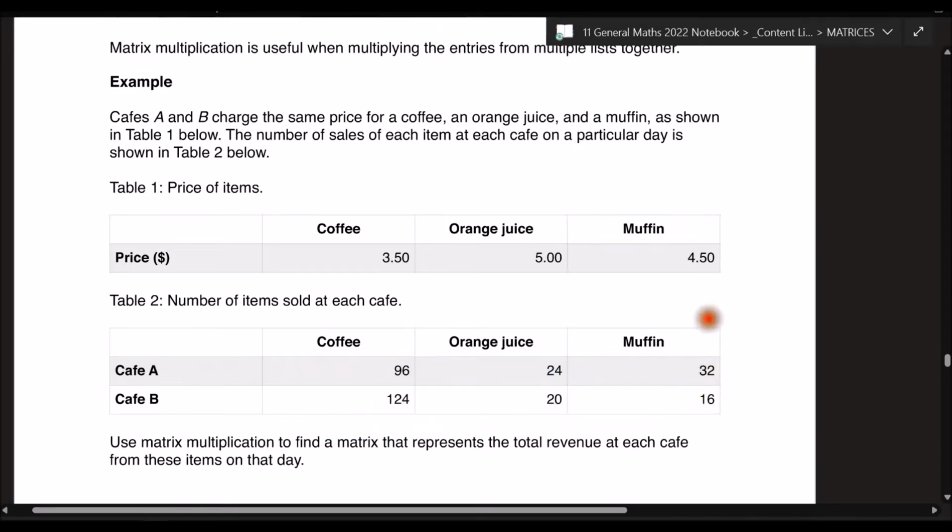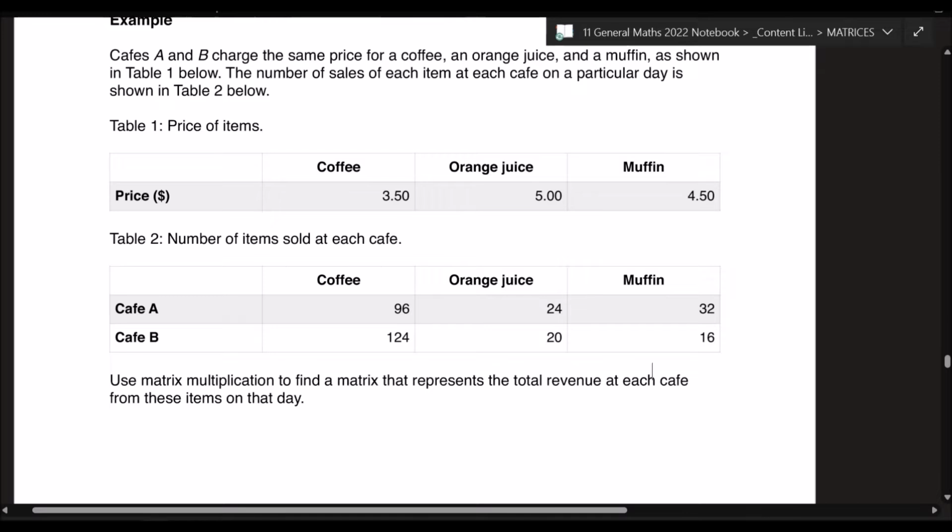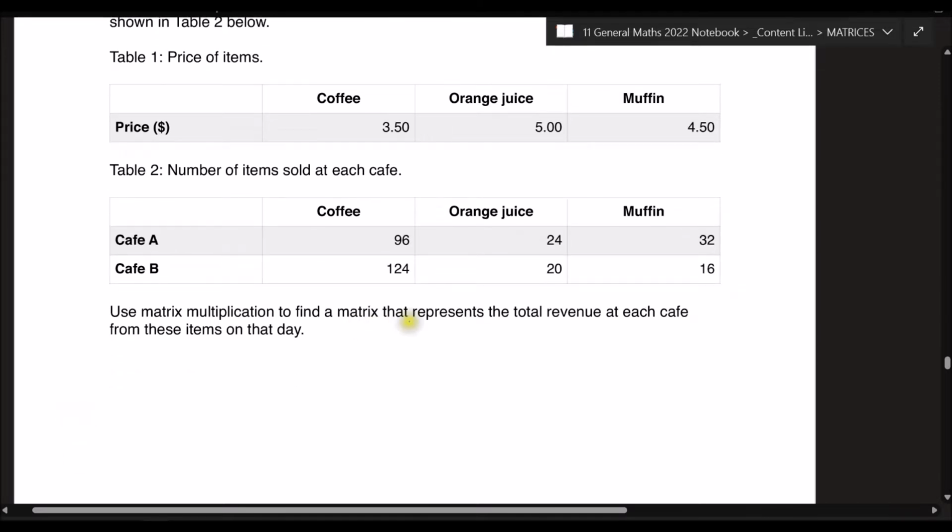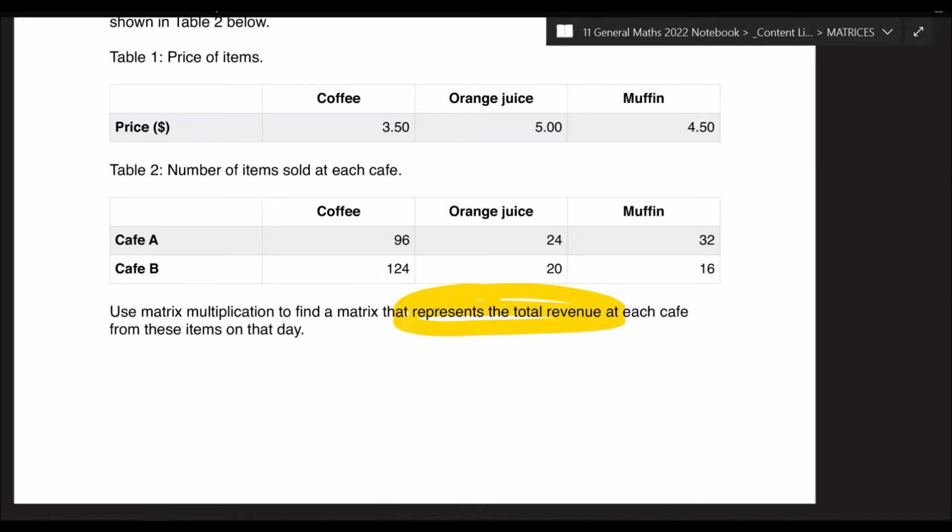Use matrix multiplication to find a matrix that represents the total revenue at each cafe from these items on that day. So let's break this down. What is this asking us to do? Represent the total revenue. What do you think that might mean? Fahad, what do you think representing the total revenue of each cafe means? Yeah, the total amount of money they would have earned based on their sales.